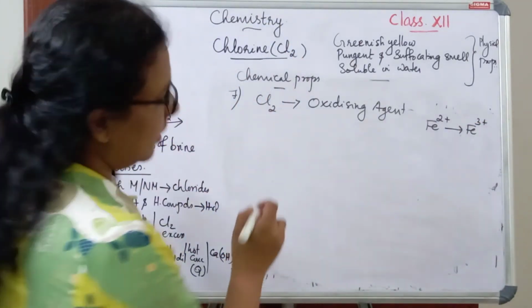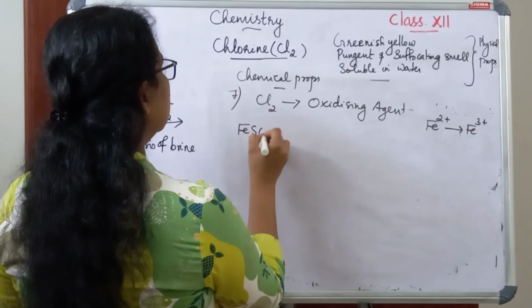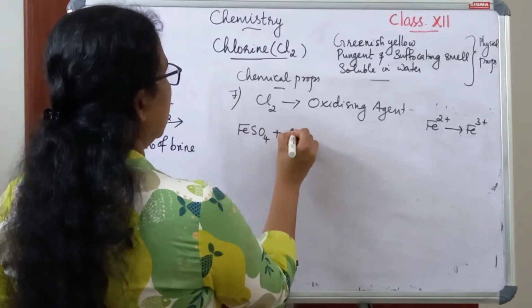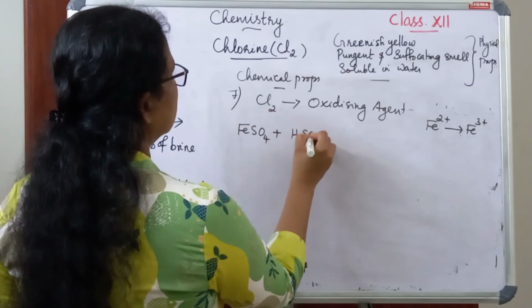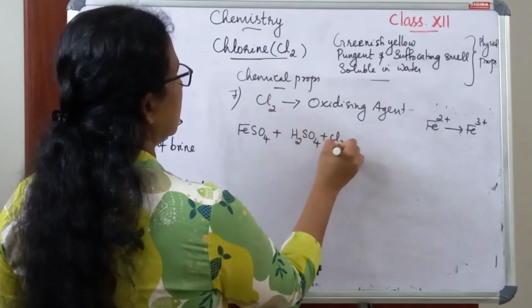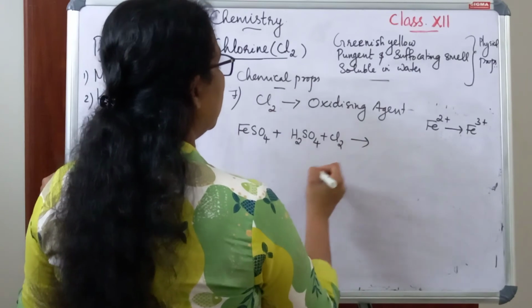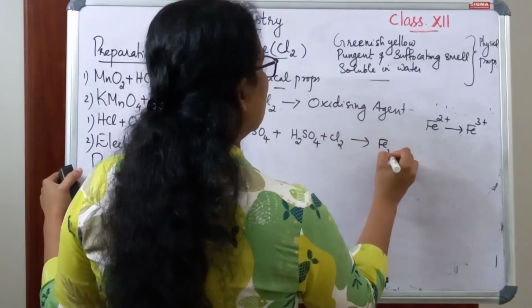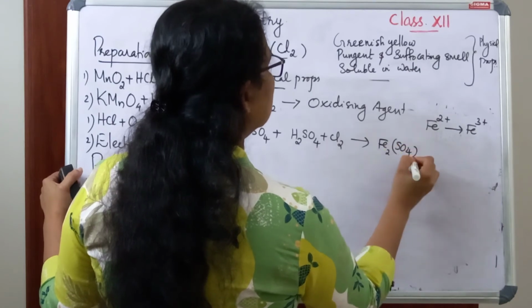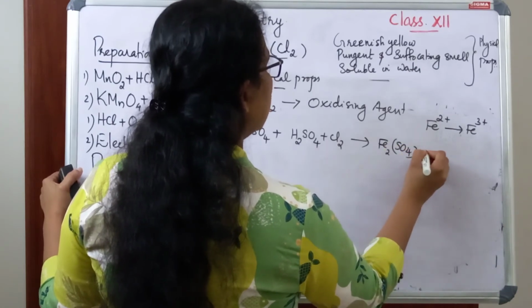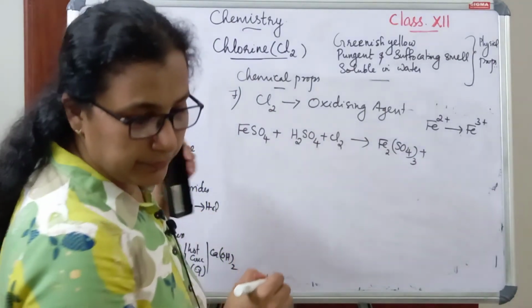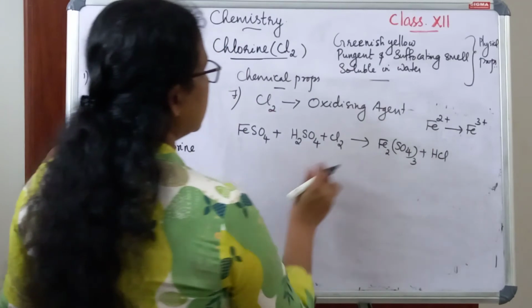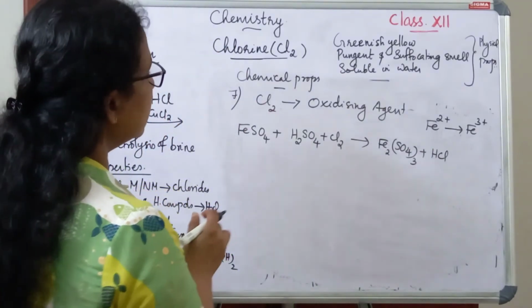Here FeSO4 plus H2SO4 plus Cl2 gives Fe2(SO4)3 plus HCl. So this is the reaction. So you need to balance this equation.